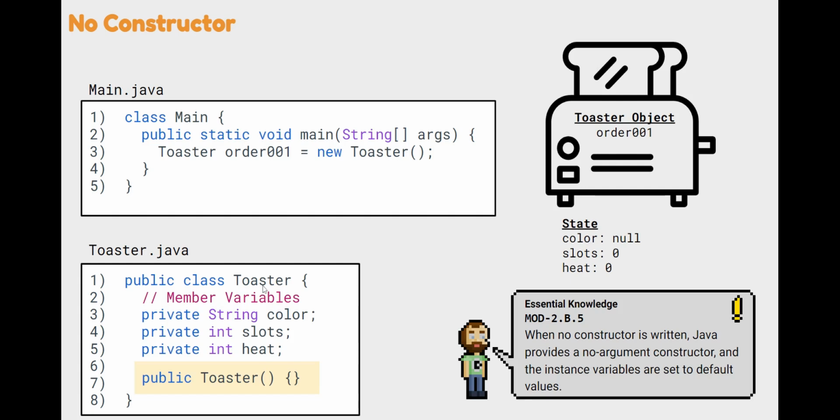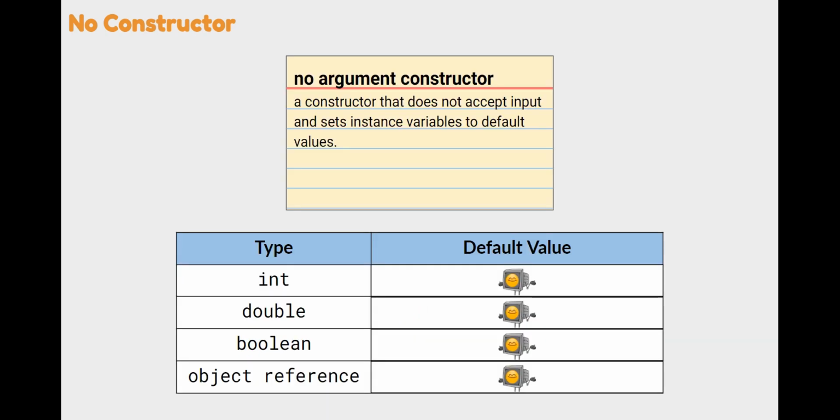Since string is an object, its default value would be null, meaning that there is no reference in that memory location. Slots is an int, its default value would be 0, and heat is also an int, so that default value would also be 0. This aligns with our essential knowledge. When no constructor is written, Java provides a no argument constructor and the instance variables are set to default values. Here's a more formal definition of that no argument constructor: a constructor that does not accept input and sets instance variables to default values.